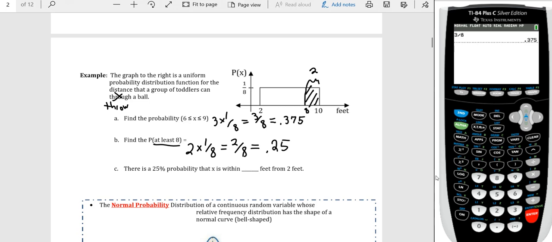All right. Now the third part of it is kind of worded strangely the first time you might read it. There's a 25% probability that x is within blank feet from 2 feet. What that means here is that we have the probability given to us, but we don't know how far away from 2 feet I need to go. So the question is, how far do I need to go away from 2 feet so that this shaded region here represents 25% of the data.